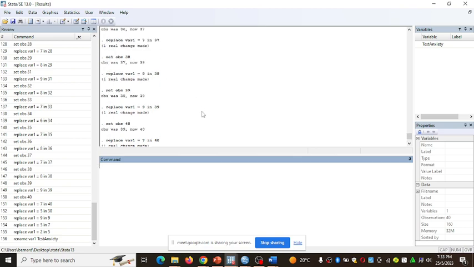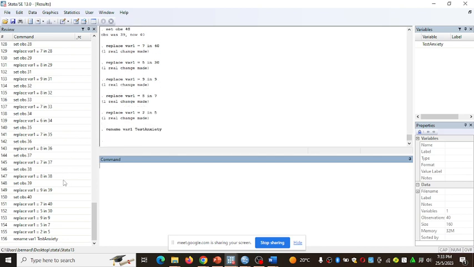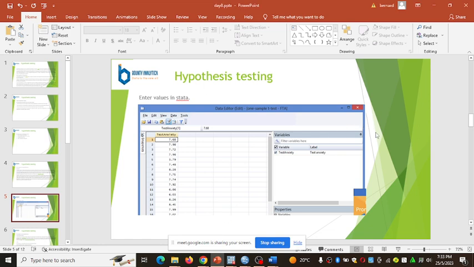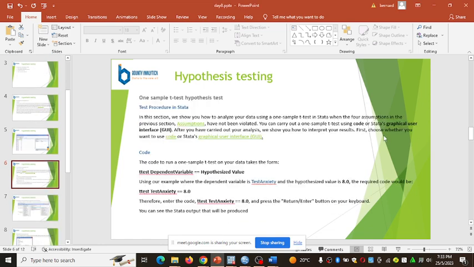And you will notice that after inserting all those values, the commands for inserting those values appear here automatically. So let's continue now. Everything is okay up to that point. We are going to run a one sample t-test using both commands, then the GUI, that is the graphical user interface.